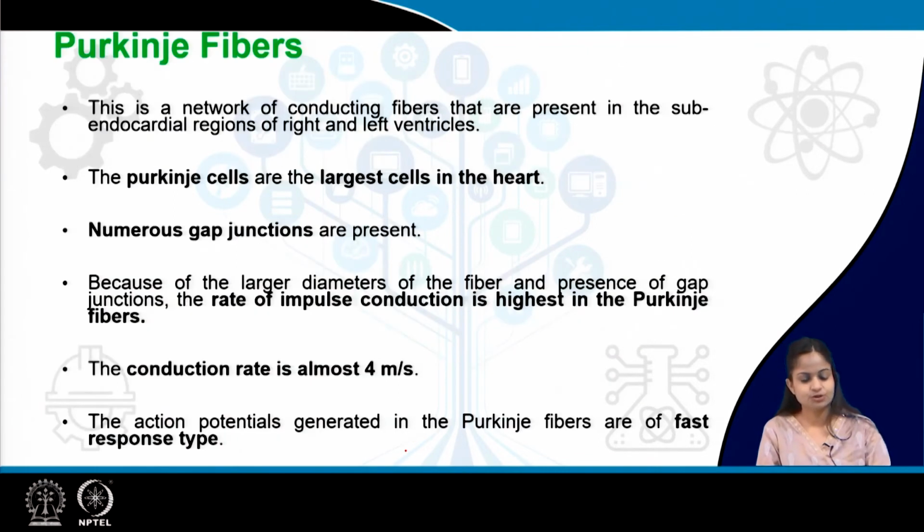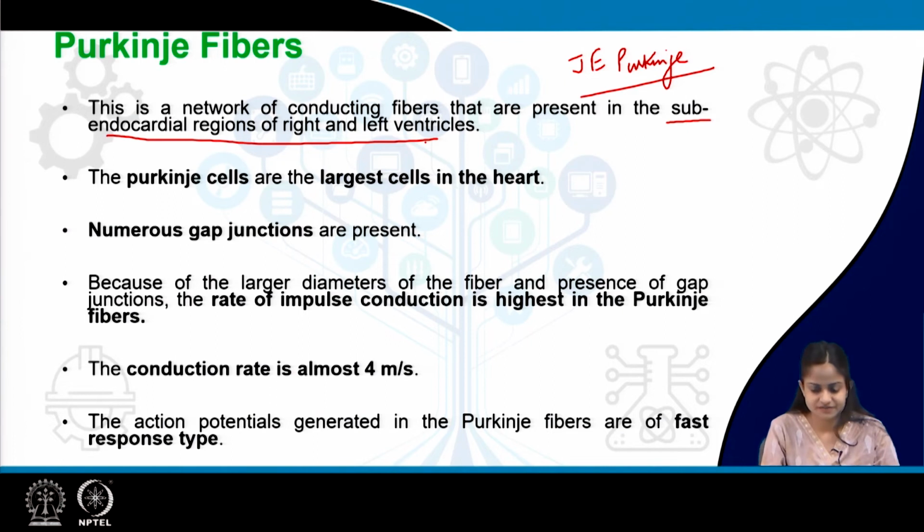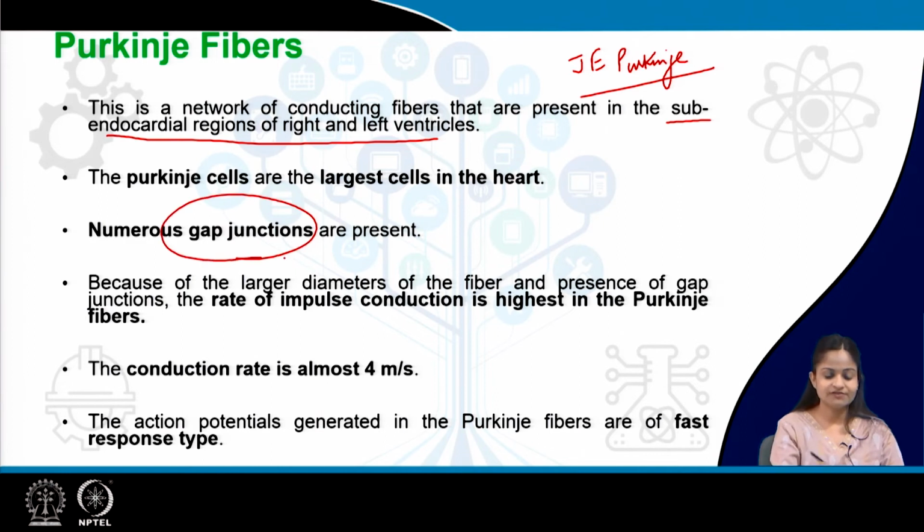So, next we come to the Purkinje fibers. Purkinje cells are the largest cells in the heart. They were discovered by the scientist Johann Purkinje, who discovered Purkinje fibers in the heart as well as Purkinje cells in the cerebellum. So, this is a network of fast conducting fibers present in the subendocardial regions of the right and the left ventricle. Numerous gap junctions are present. This is one of the reasons for the fast conduction of the Purkinje fibers.